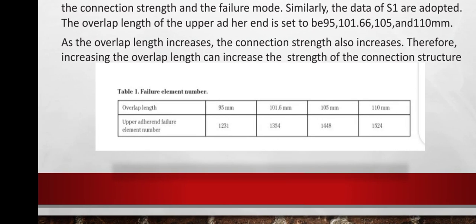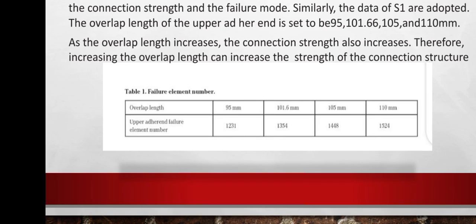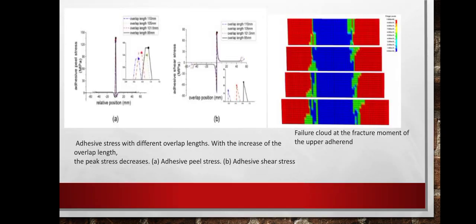This is the table for failure element number at overlap and upper adherent failure element number. Overlap lengths are 95 mm, 101.6 mm, 105 mm, 110 mm, and the failure adherent element numbers are 1231 and 1354, 1448 and 1524.